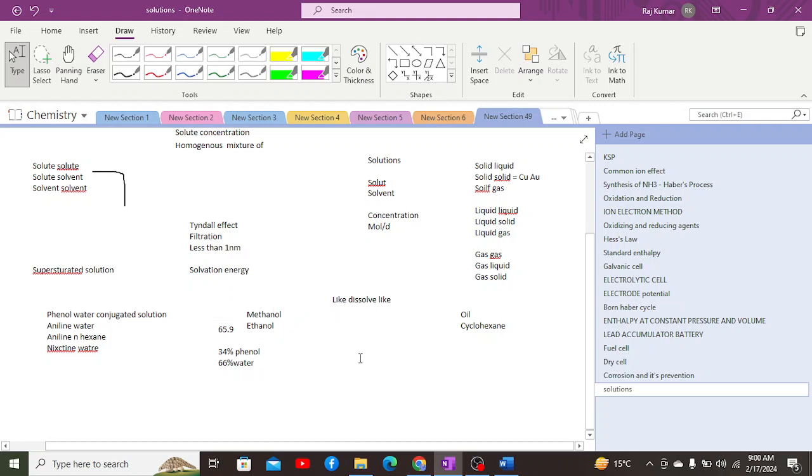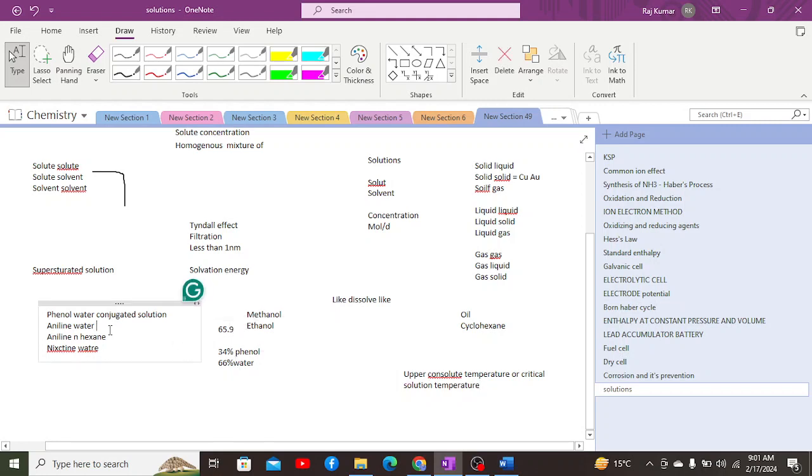Now, the temperature at which the two conjugated solutions merge in order to produce one saturated solution is known as the upper consolute temperature, or critical solution temperature. Now, the critical solution temperature for phenol-water is 65.9 centigrade with 34% phenol.